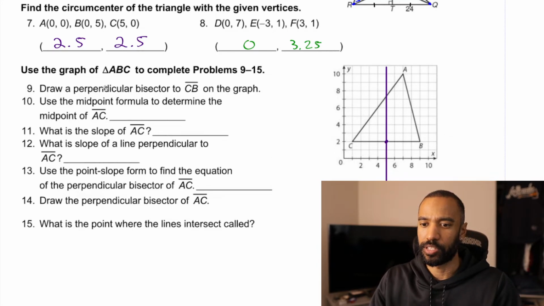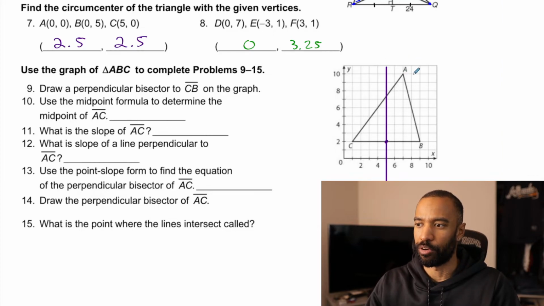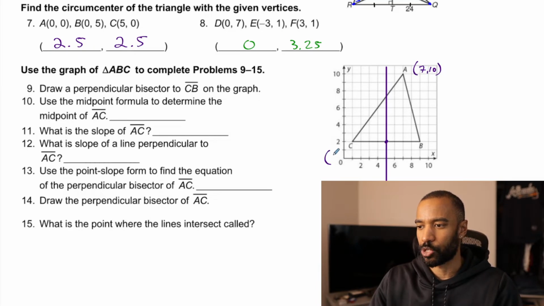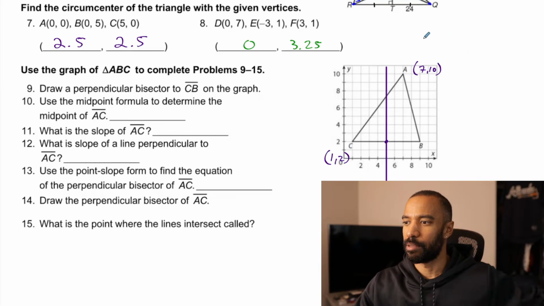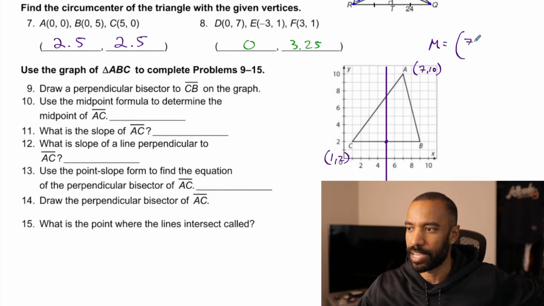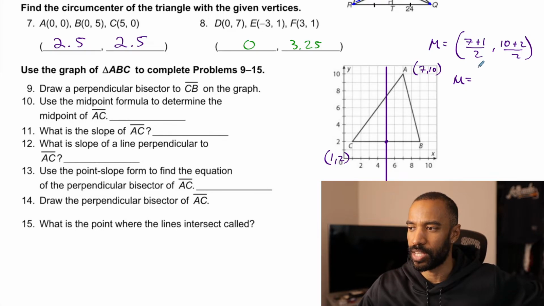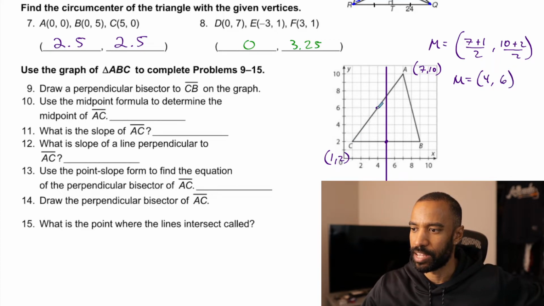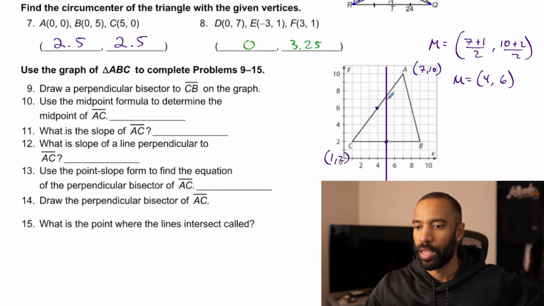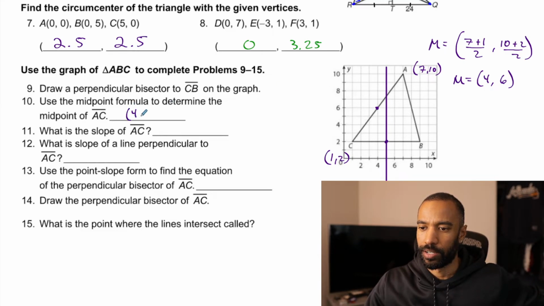Now let's use the midpoint formula to determine the midpoint of AC. This time I'll actually do the midpoint formula with you guys. A's actual location is 7, 10. C's actual location is 1, 2. To find the midpoint, we have to average the x's, 7 plus 1 divided by 2, and average the y's, 10 plus 2 divided by 2. Well, 7 plus 1 is 8, and 8 divided by 2 is 4. 10 plus 2 is 12, divided by 2 is 6. So 4, 6 ends up being this midpoint right there. That's how I'd count half of it and get there. So this is going to be 4, 6.